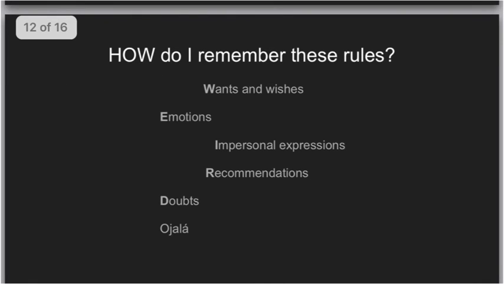So, how do I remember all these? At Framingham High School, we typically use the expression WEIRDO to help you remember certain verbs and expressions that can trigger the subjunctive. And you're going to get into this a lot more next year. But what you need to know now is that W stands for wants and wishes, E stands for emotions, I for impersonal expressions, R is for recommendations, D is for doubts, and O is for ojalá, which means I really, really, really hope.